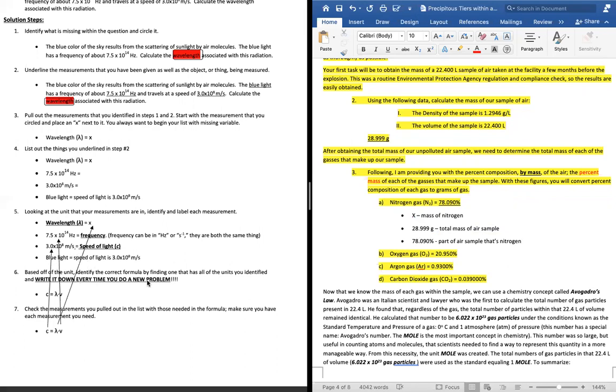Step number 6, we're now going to write the equation down. So we're going to look at what we're talking about here. So what's my science concept? What am I talking about?